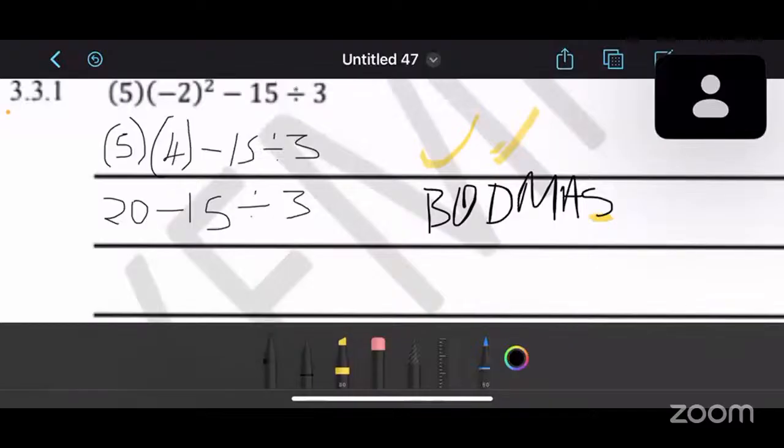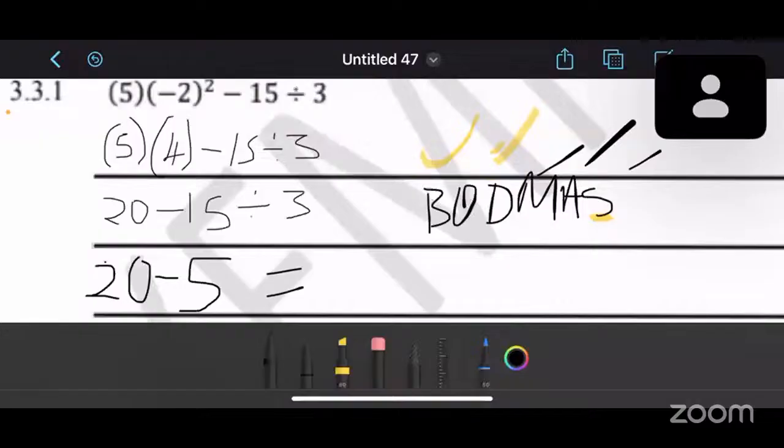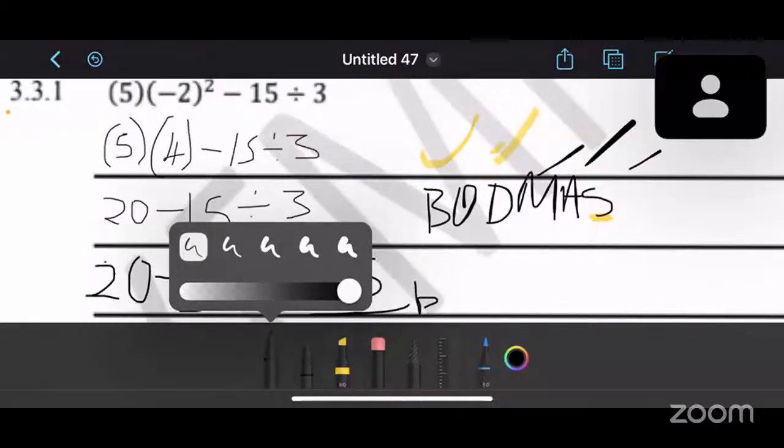So that means the 20 will remain the same, and then we're going to have what? 15 divided by 3. What is 15 divided by 3? It's 5. Okay, so that means we have 20 minus 5. Do we have multiplication? No. Do we have addition? No. What do we have? Subtraction, which is the last one. That means we're just gonna say 20 minus 5, which is going to give us 15. Then our final answer is 15, right? Right, guys?